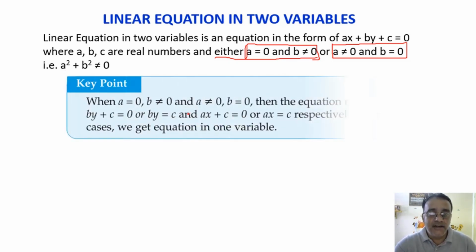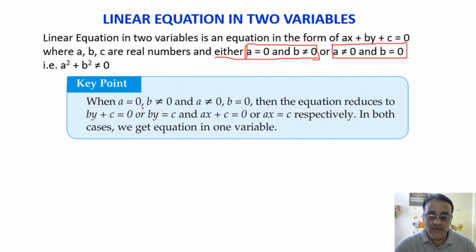The key point is that when a is equals to 0 and b is not equals to 0, or a is not equals to 0 and b is equals to 0, then the equation reduces to, in the first one, when a is equals to 0, by plus c is equals to 0, or by is equals to minus c, and in the second one, ax plus c is equals to 0 or ax is equals to minus c respectively. In both cases we get equation in one variable. But whenever we have to represent in two variable, that we will see in the last section, that is x is equals to constant and y is equals to constant. So let us start the types of questions.